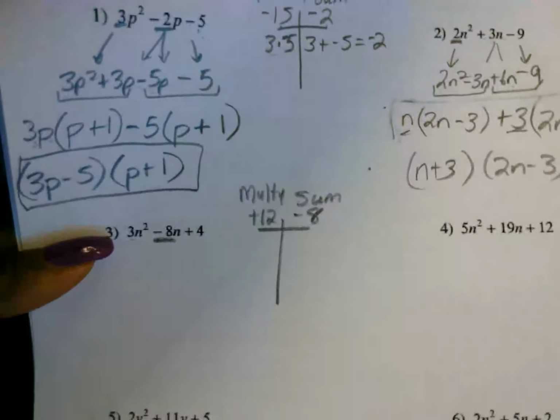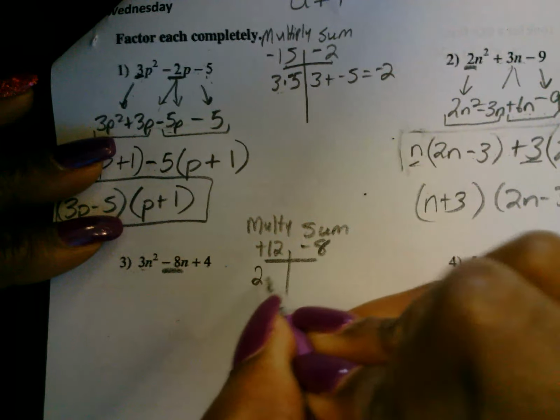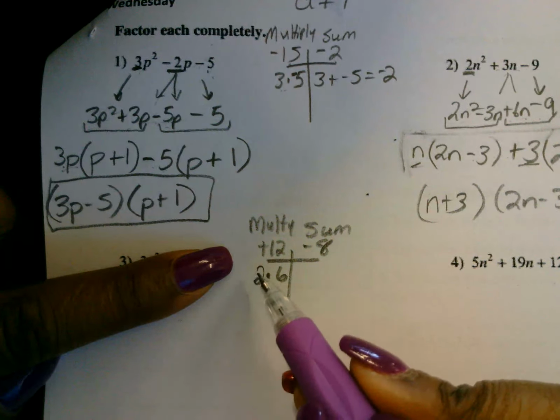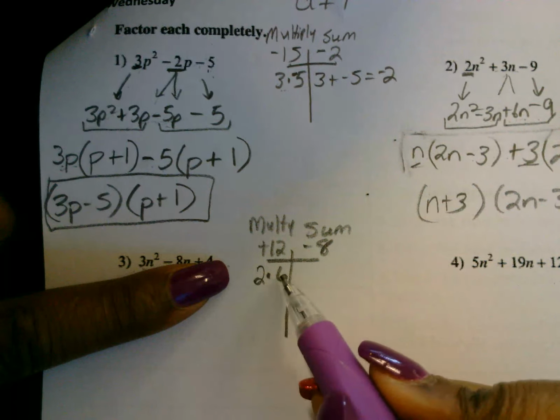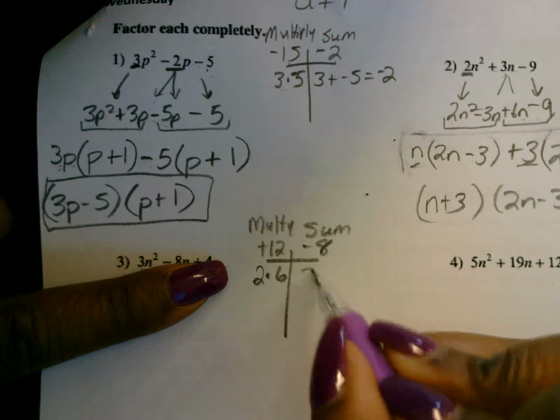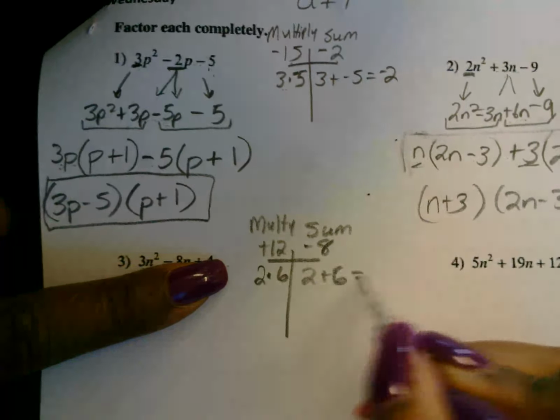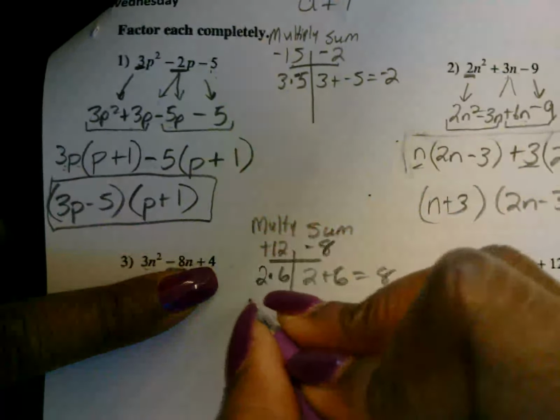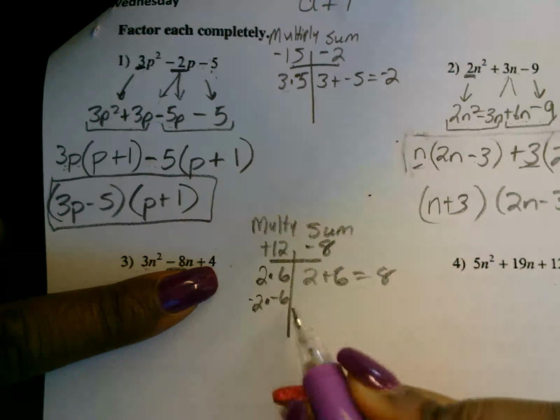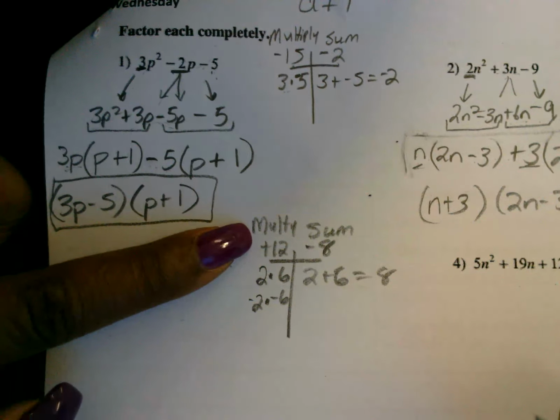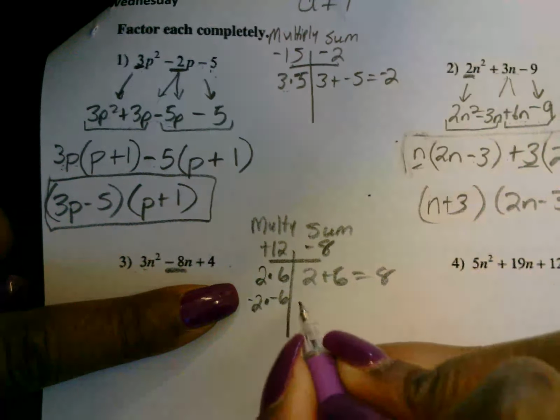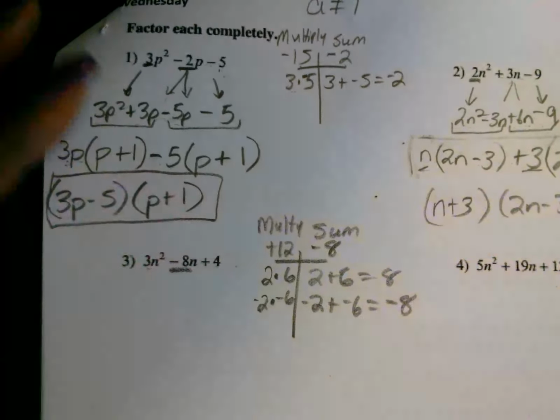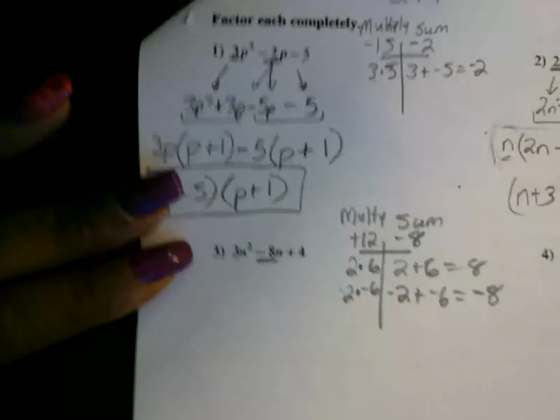We have 2 and 6, right? So 2 times 6. In order to get a positive, you could keep it as a positive. But if you do that, it's going to add up to be a positive 8. Okay? And that's not going to work. It has to work for both. So if we make both of them negative, that's still going to make a positive 12 when you multiply. And when we add them together, that's going to make it a negative 8. So we're going to use negative 2 and negative 6.